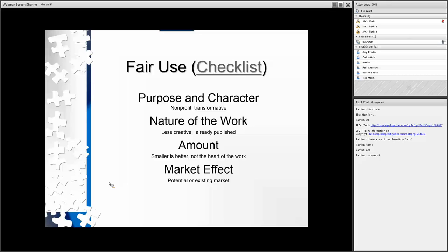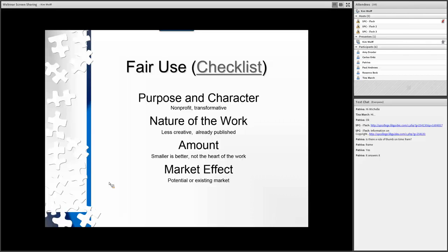Also, it looks at the character of the work in terms of the audience. What type of work is it? Is it something that's more commercial, or is it intended for education and research, for the educational arena? A second part of that is the transformative use of it in certain cases.